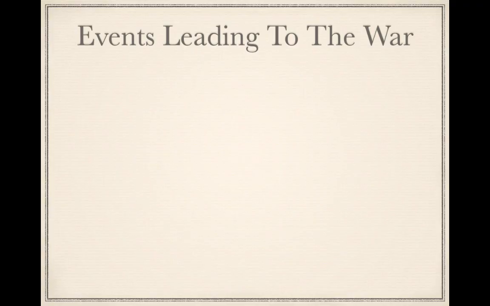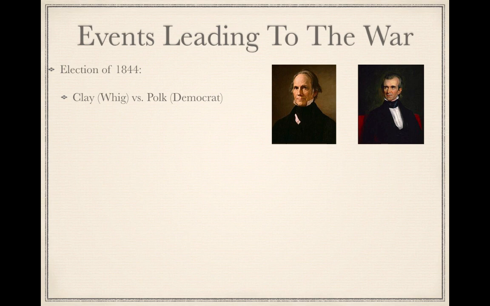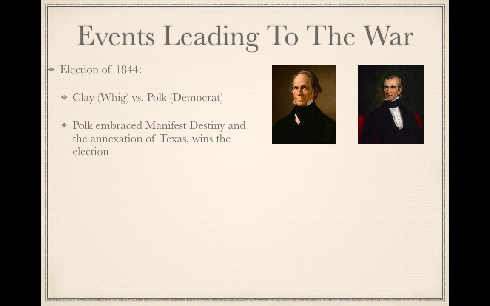So, events leading to the war. We have the election of 1844 and Henry Clay, who is a Whig, versus James K. Polk, who is a Democrat. Polk is going to embrace manifest destiny and the annexation of Texas, while Henry Clay is not as gung-ho about it, and James K. Polk is going to win this very close election.